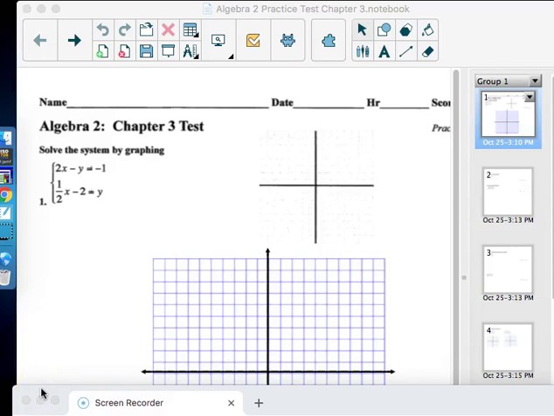Alright, so Algebra 2, Chapter 3, practice test. Let's see what we can do with this. It says solve the system by graphing. We have tons of ways that we could do that now. My hope is that you'll know, hey, it's in standard form, I'll use the thumb method.